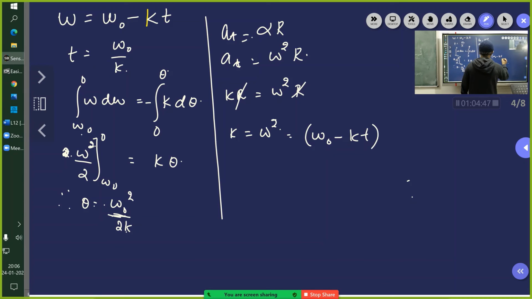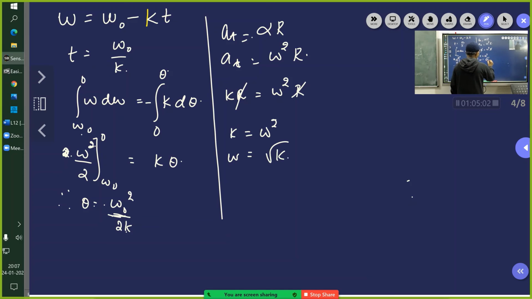I think omega square is a negative value. If k is equal to omega square, that means, no wait. We got k. So you write here omega is equal to root k. And the k is negative, we'll see, so magnitude. Therefore you get root k equal to the value of omega. Omega will be minus k t.